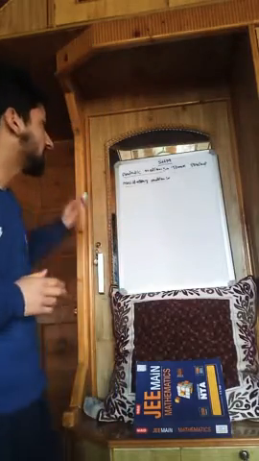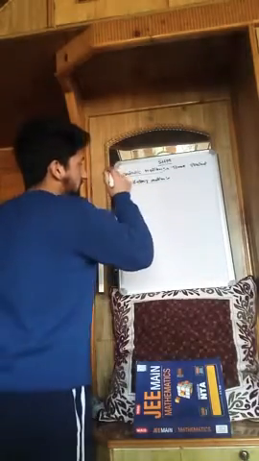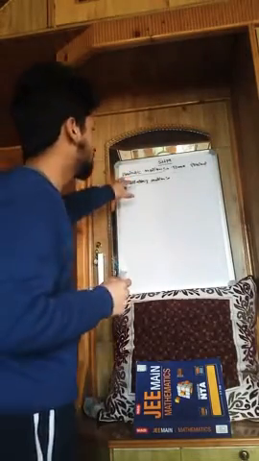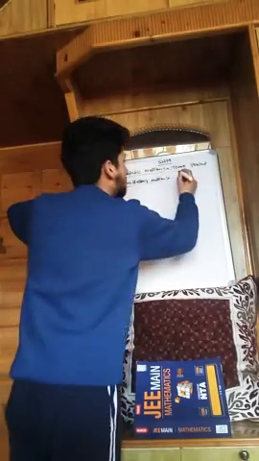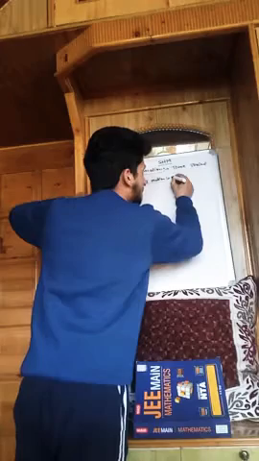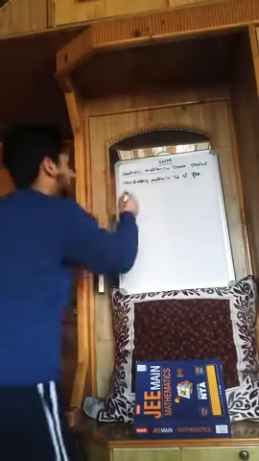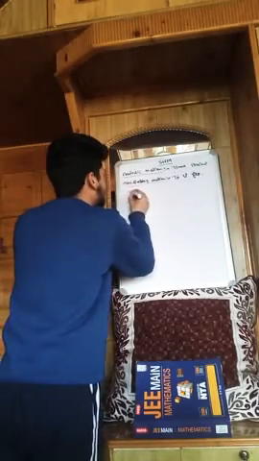So this was all about periodic motion and oscillatory motion. The crux of oscillatory motion is that it includes to and fro motion. Okay, so this was about oscillatory motion. Now let's move towards harmonic motion.